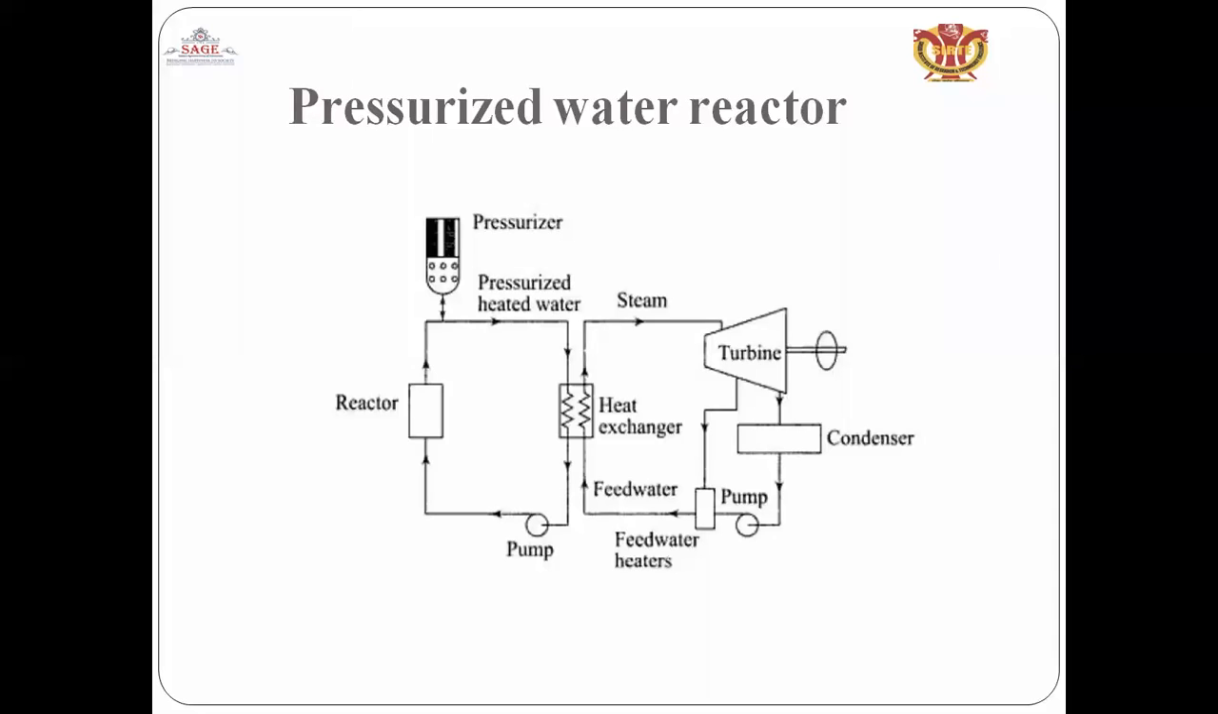This is the pressurized water reactor, also known as the PWR. In the pressurized water reactor, the heat exchange takes place here. Steam passes through the pressurizer, and the expansion of the steam takes place in the turbine. After that, condensation is done in the condenser unit, and through the pump unit the feed water is supplied to the heat exchanger, where it takes up the heat.